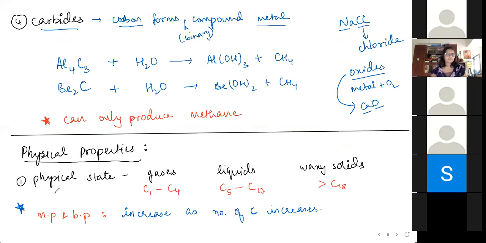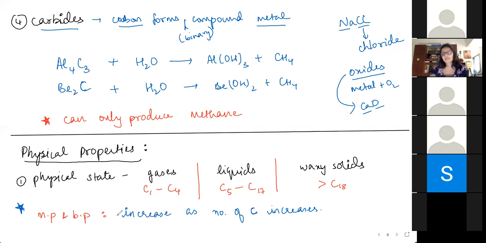So you can note down this part, the physical state. It will increase with the number of carbon atoms. You can roughly mention that up to C4 you have gases, then C5 to C17 liquids, and 18 and above you have waxy solids. All of these are obviously at room temperature. For C16, 17, 18, there'll be a slight variation because room temperature will vary with season and everything. But generally, this is what is observed.